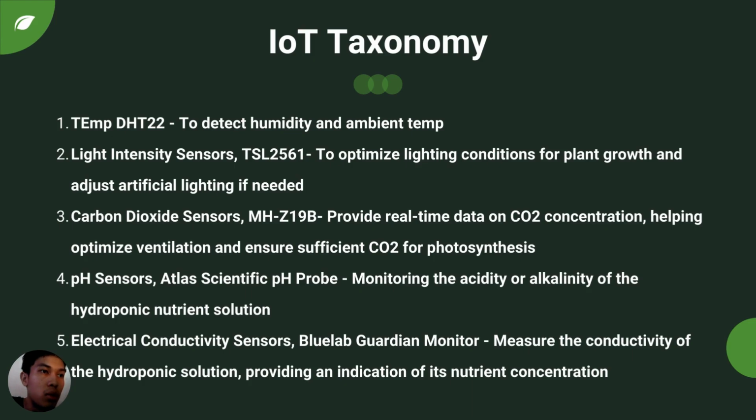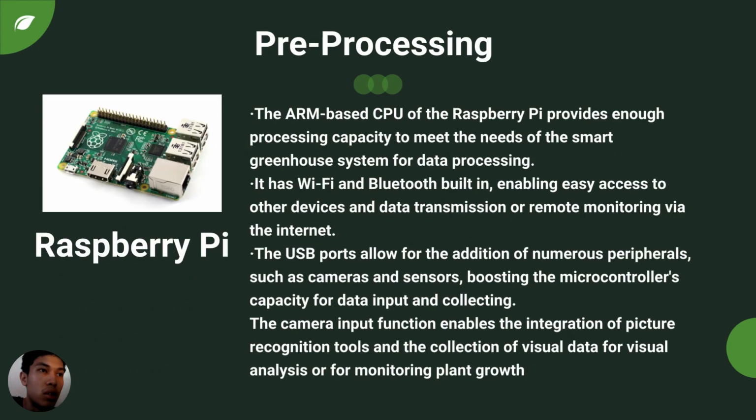The pH sensor, which is the Atlas Scientific pH probe, is to monitor the acidity and alkalinity of the hydroponic nutrient solution. And lastly is the electrical conductivity sensor. The Blue Lab Guardian Monitor is to measure the conductivity of the hydroponic solution, providing an indication of its nutrient concentration.